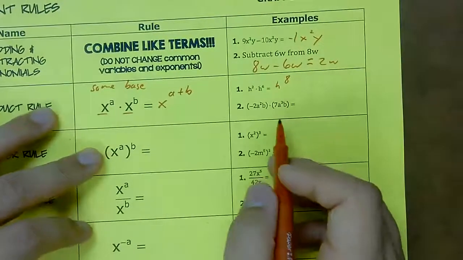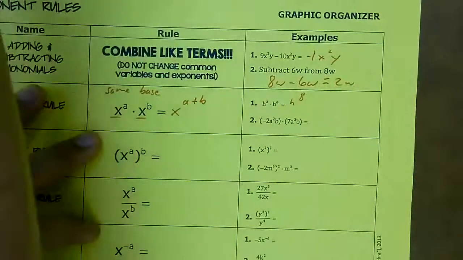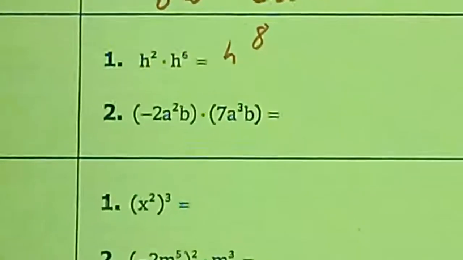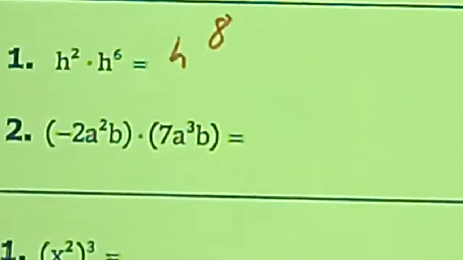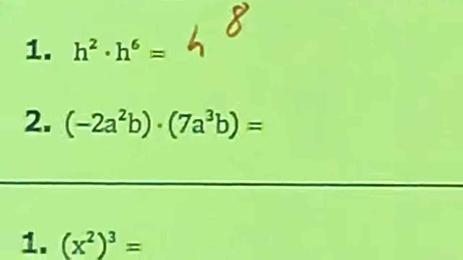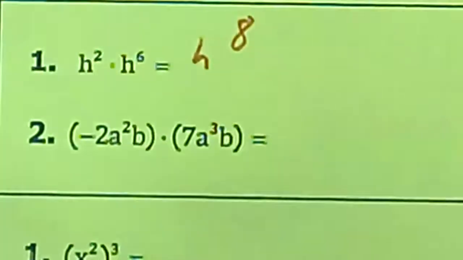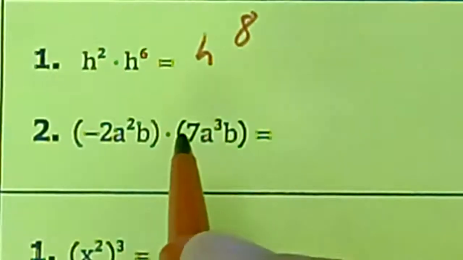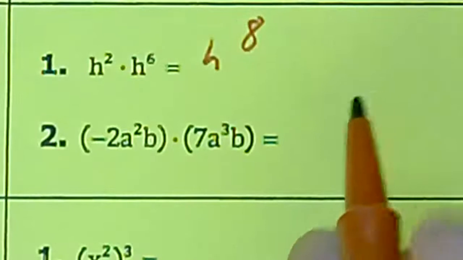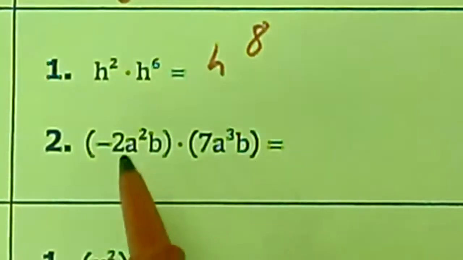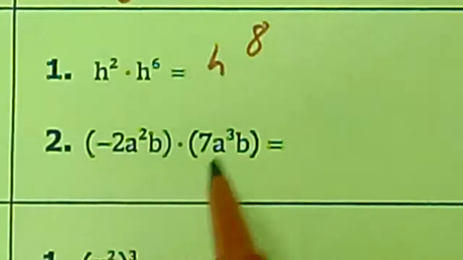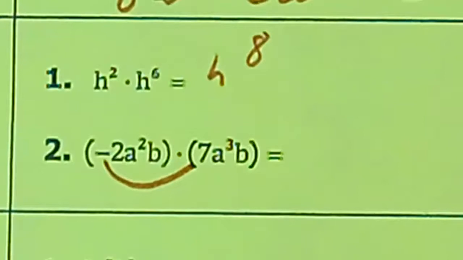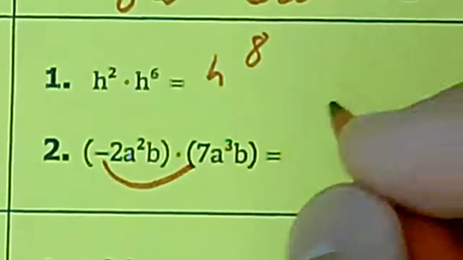Okay. Let me ask you this. When we have multiple variables and coefficients, all we're going to do is multiply the a's together, multiply the b's together, and multiply our coefficients together. What is -2 times 7? -14.